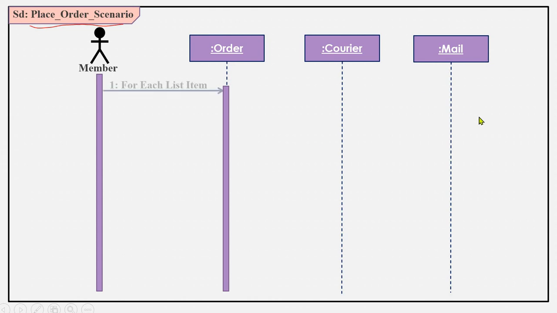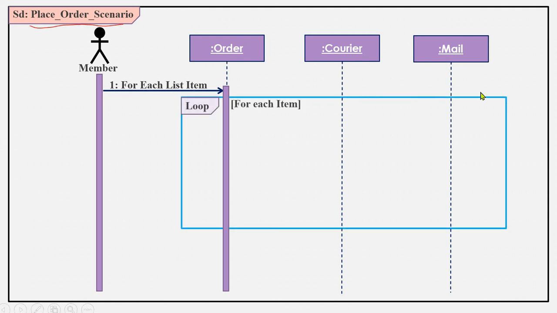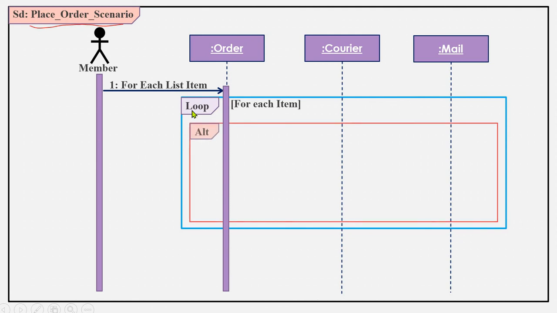So here the member is preparing the list of items to be ordered, and this order object is repeating the loop for every item, and it is checking if the member is a VIP member. If the member is a VIP member, then the order will be dispatched through courier, else the order will be dispatched through ordinary mail. So this loop must be repeated for each item, and within this loop we will be nesting the alt block.